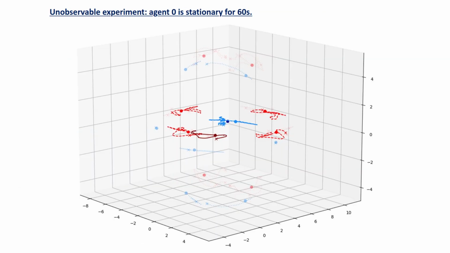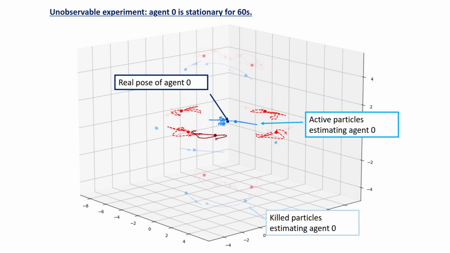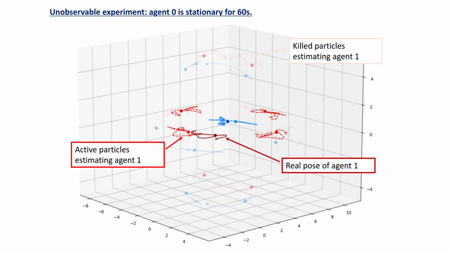During a 60-second period, Agent 0 was stationary to test 2 unobservable motion scenarios. The estimations of Agent 0, in lively blue, all converged to the actual pose in dark blue, while the others were eliminated. The 4 remaining particles cover the initial orientation distribution.